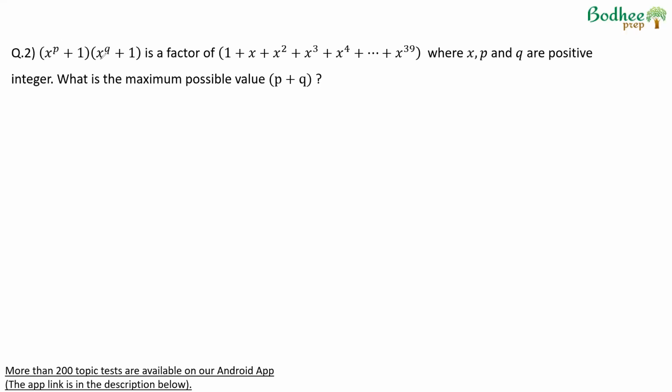x raised to power p plus 1 into x raised to power q plus 1 is a factor of 1 plus x square plus x cube plus x raised to power 4 till x raised to power 39, where p and q are positive integers. What is the maximum value of p plus q? Now, if x raised to power p plus 1 is a factor of this, then x raised to power p plus 1 is equal to zero. That is, x raised to power p should be equal to -1.